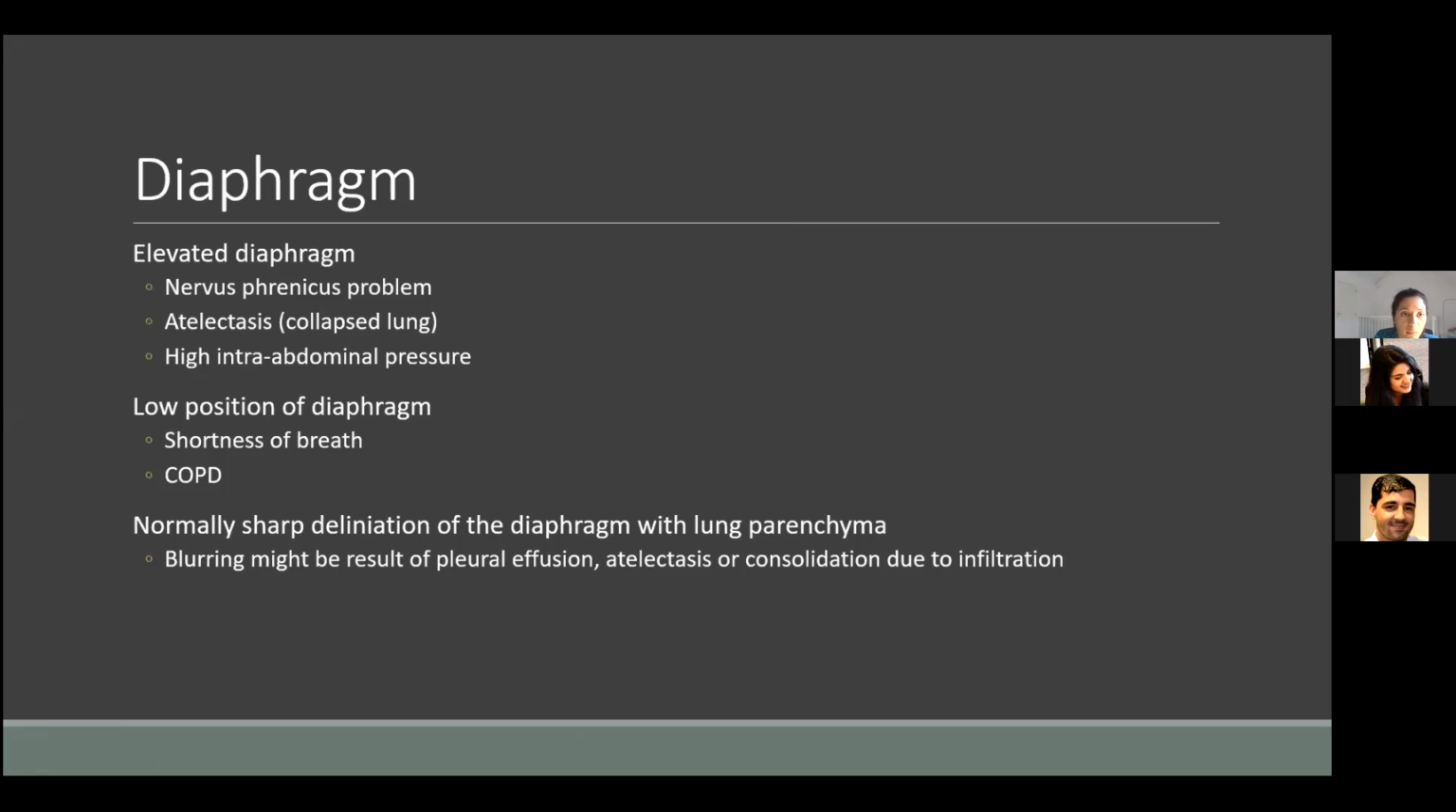An elevated diaphragm can be caused by a problem of the nervus phrenicus. It can be caused by atelectasis, as we talked about earlier. It can also be caused by high intra-abdominal pressure. A low position of the diaphragm can be caused by shortness of breath. It's often seen in patients with chronic obstructive pulmonary disease. And remember that the delineation of the diaphragm is normally really sharp. So blurring might be a result of pleural effusion, atelectasis, or consolidation. So it's not normal to not be able to delineate the diaphragm.